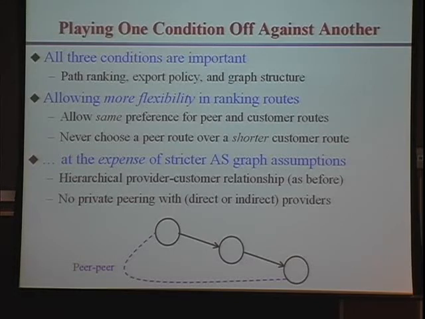So in other words, there can't be any cycles that consist of provider-customer and peer edges in them like this. And then we can show again that the system will converge and be stable. And the beat goes on over and over again. We relax one assumption, we find a counterexample where the system oscillates, we tighten another assumption, and things are fine. So it's suggestive that these three assumptions play off against one another in interesting ways.